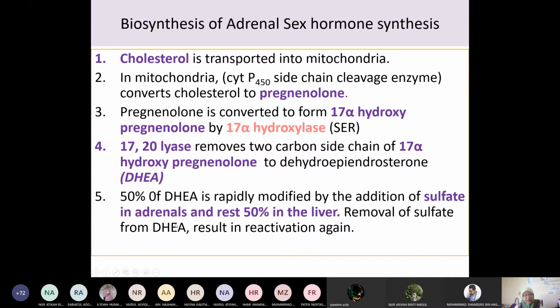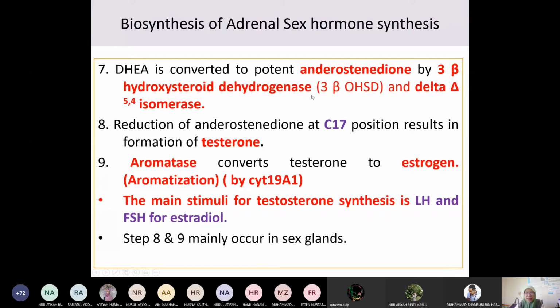The interesting thing is that if we do not have a higher demand to form sex hormones, 50% of DHEA is rapidly modified by addition of sulfate in the adrenal glands and stored temporarily, or transported to the liver and stored. Removal of the sulfate from DHEA results in reactivation. If demand for sex hormone biosynthesis is high, sulfated DHEA converts back and continues the reaction. Through 3-beta hydroxysteroid dehydrogenase and delta 5,4 isomerase action, DHEA forms androstenedione. Reduction again at carbon 17 results in the formation of testosterone.